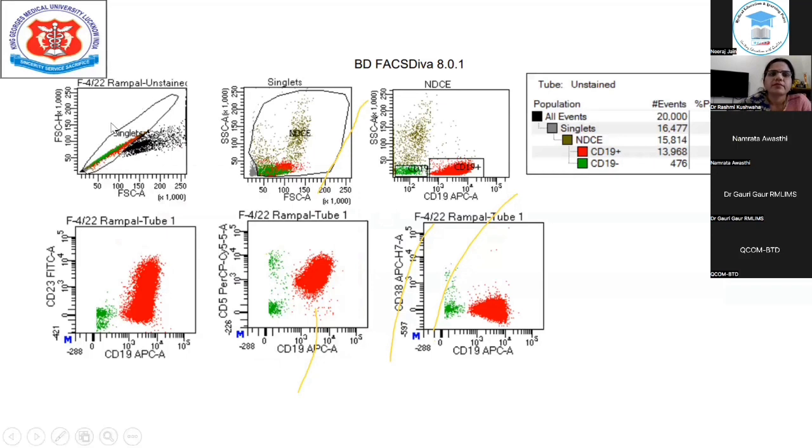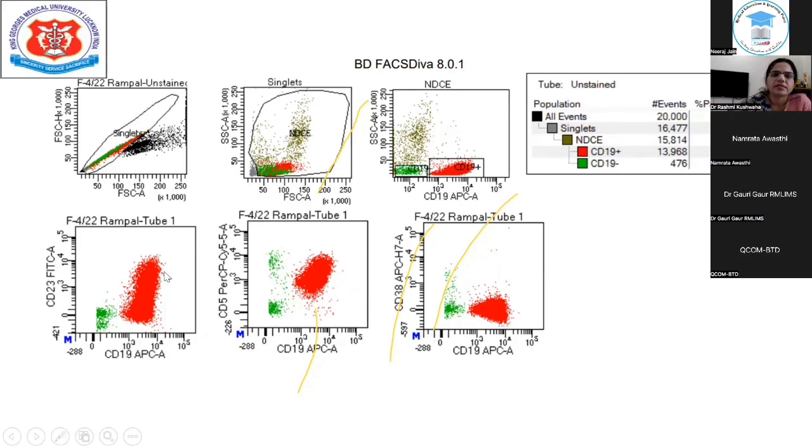On this plot, we have gated the singlet cells, and this is a plot to gate all the nucleated cells. Now further we subgate the population of interest. Since we knew it's a CLL, probably a B cell lymphoproliferative disorder, we decided to proceed with the CD19 gating. On CD19 versus side scatter, we see a population which is bright CD19 positive. So this is a population of interest, and we have gated this. These are the CD19 positive cells and here are the CD19 negative cells. So 88% cells we gated on bright CD19 positivity.